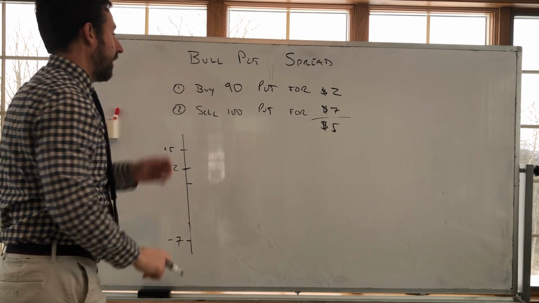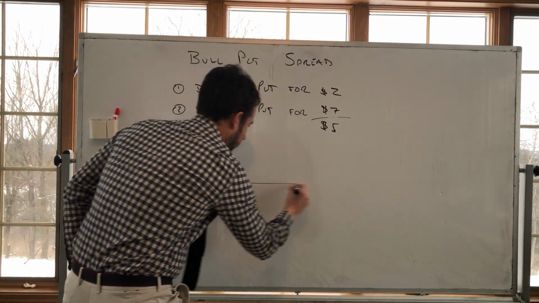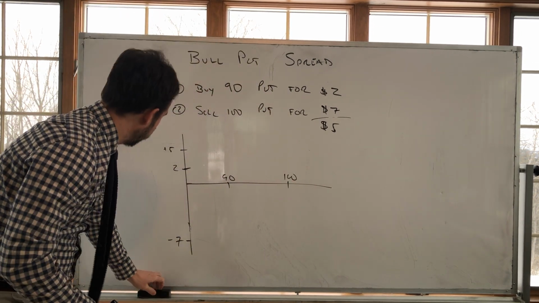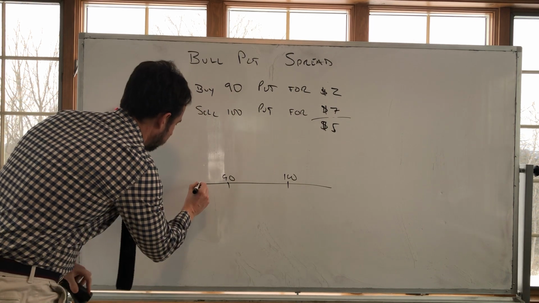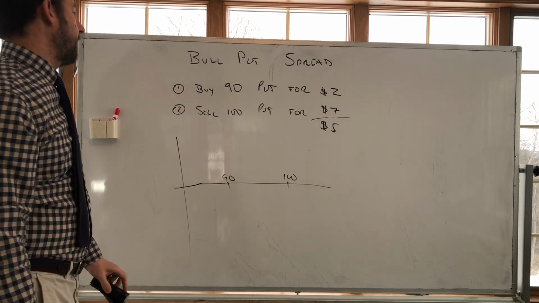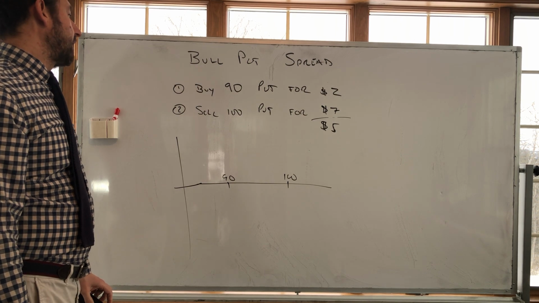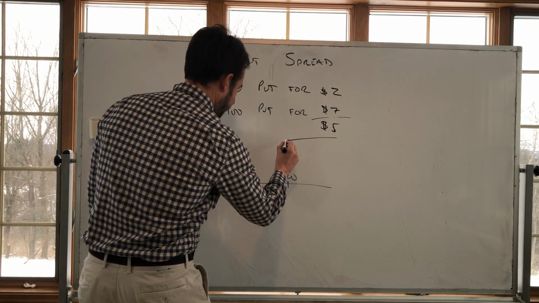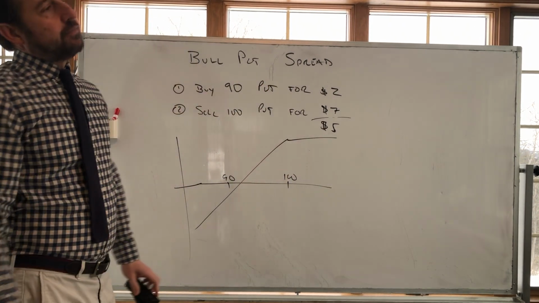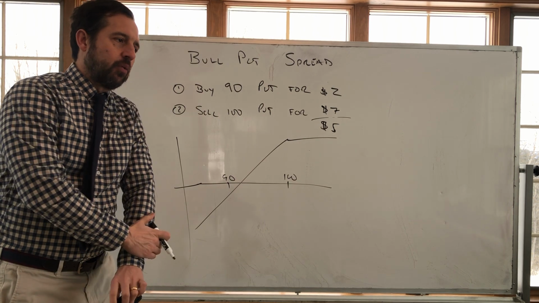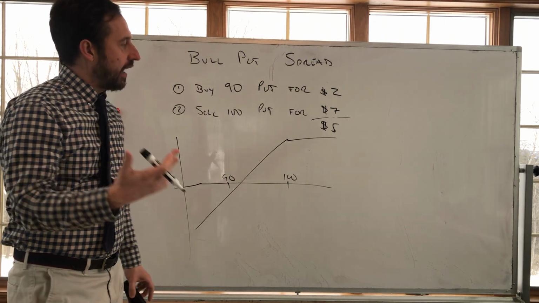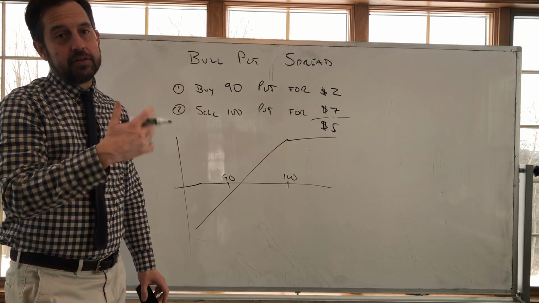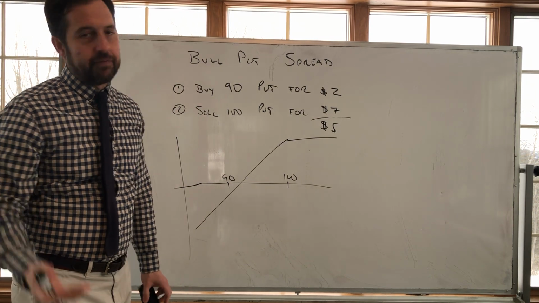So what do we have here? Let me draw my line here. I got 90, 100. If we start with 100, I sold the 100 put for $7, so what this is going to look like is here. And I often say this, but when you're working on a lot of spreads, it's good to have the general graph of buying a call, selling a call, buying a put, selling a put in your brain, right?